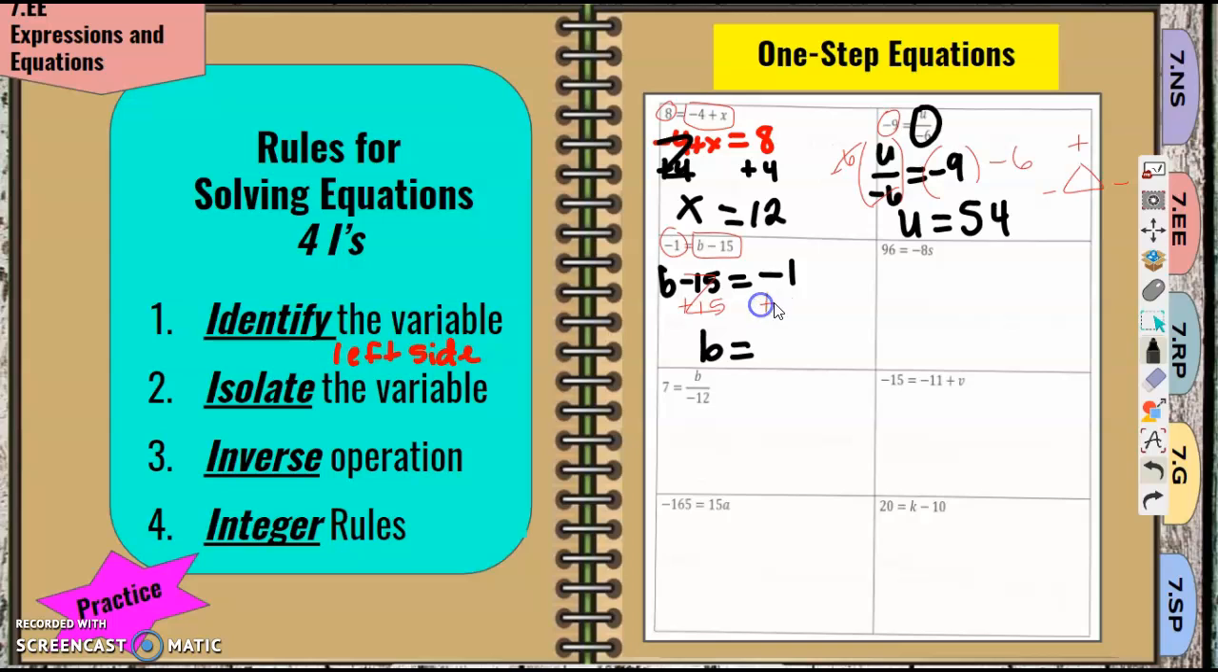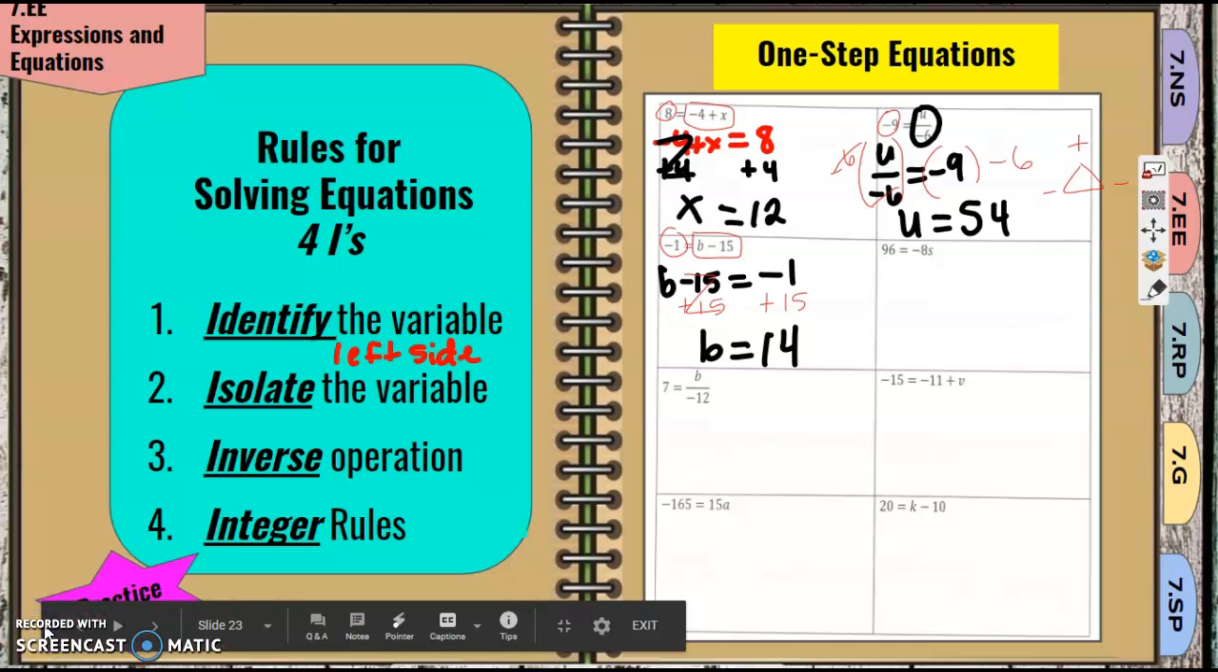And what I do on one side, I have to do on the other side. This is where I use my integer rules. Negative 1 plus 15. My signs are different, so I subtract. 15 minus 1 is 14. The biggest number is positive, so my answer is positive 14.